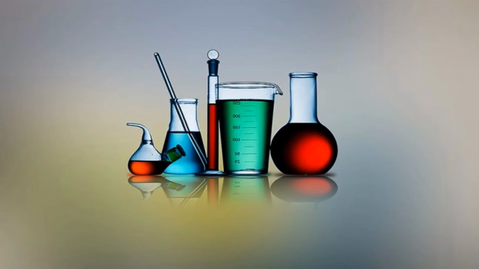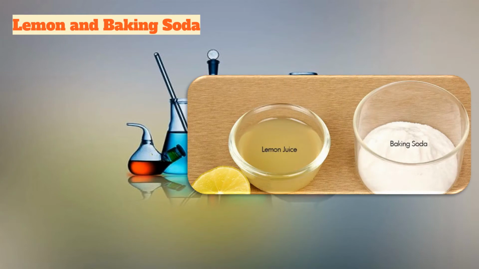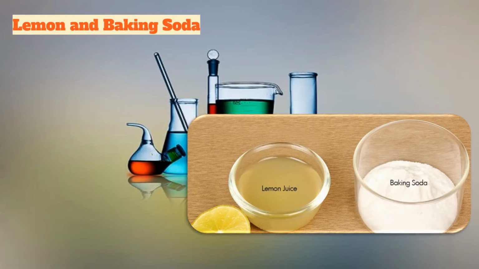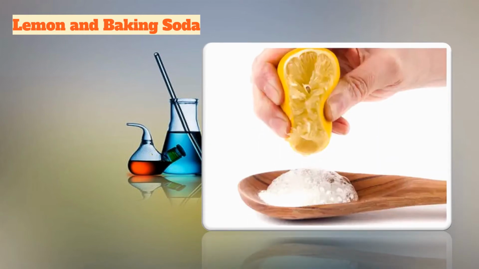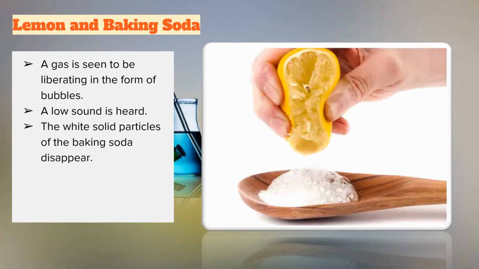We are going to conduct an experiment of lemon and baking soda. We are going to take a small amount of lemon juice and baking soda. First we will taste the lemon juice, and then we will add some amount of lemon juice to the baking soda. We observe that some gas is liberated in the form of bubbles. Also we can hear a low popping sound, and we can see that white solid particles of baking soda start to disappear.